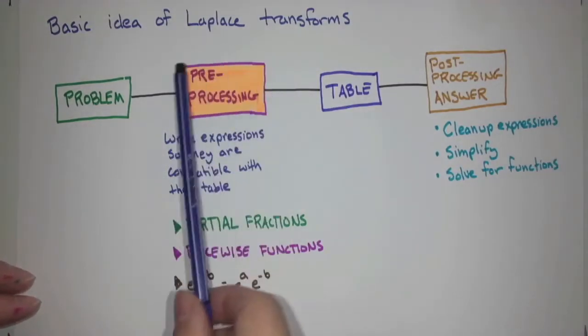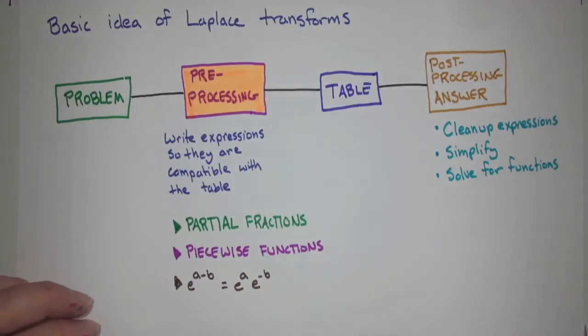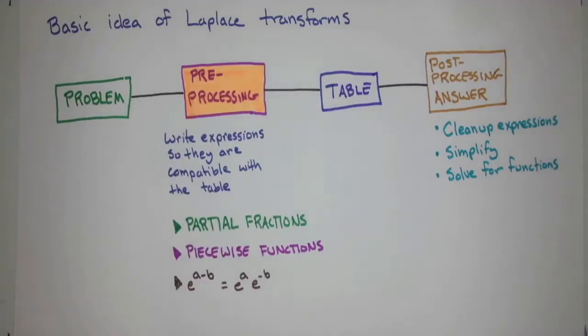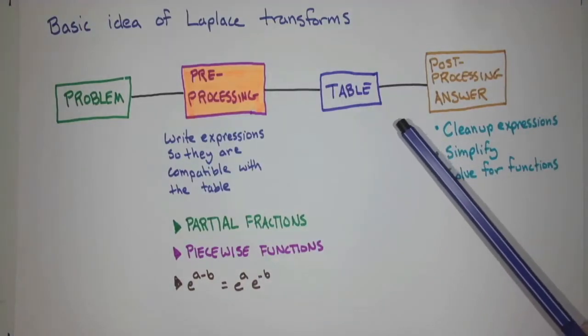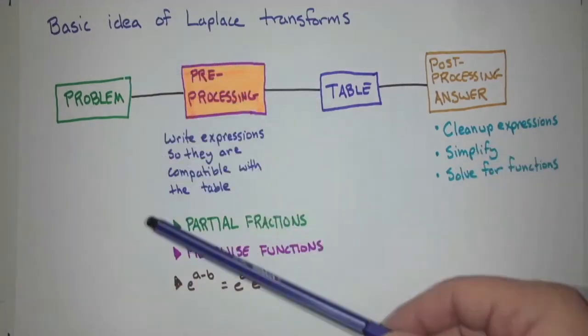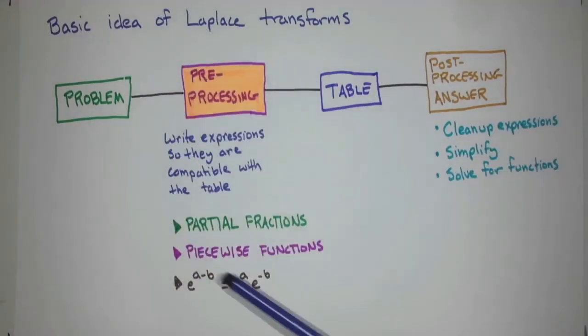That's why this is the square that got really highlighted here: how can you take your problem and prepare it for going into the table? Because once you do that, you say, oh, I look it up. And so actually applying the table is very straightforward. And then you have your answer, and then you do a little bit of post-processing. Now, the post-processing just means you clean up your expressions, simplify, maybe solve for a function. So the bulk of the work lies here. What happens before you take your Laplace transform? So that's what I want to spend some time talking about today.